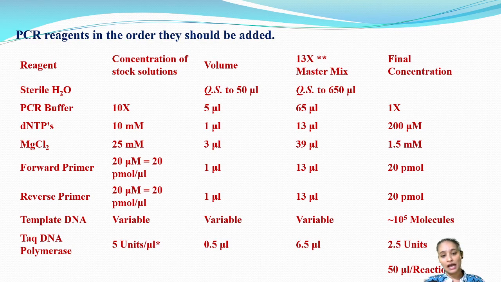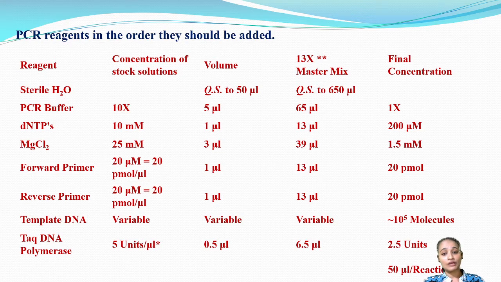You need to add, I'm just showing you this for a 50 microliter reaction. So you need to add 5 microliter, that is 1x concentration of your PCR buffer. So this 5x concentration or 10x concentration of PCR buffer, first you have to make it to 1x concentration, and then from this 1x concentration you have to take 5 microliter.